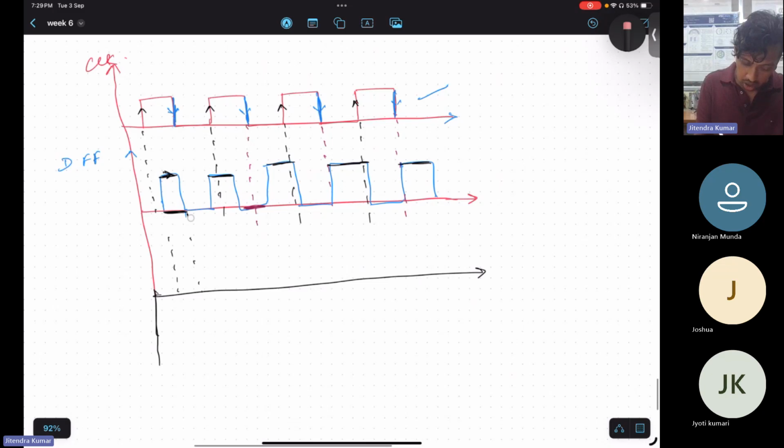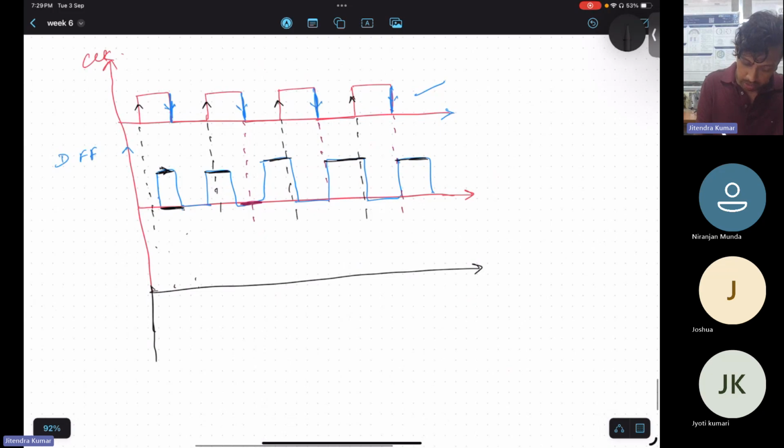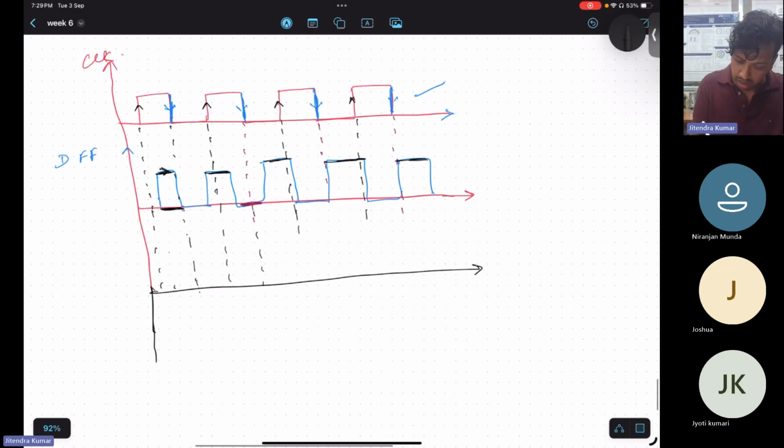For this much period your clock is high because clock is the first one, right? So for this much period clock is high. Now at that period, at that level, whatever the shape of the D signal, that will come out in the output as it is. Okay, for that period only.